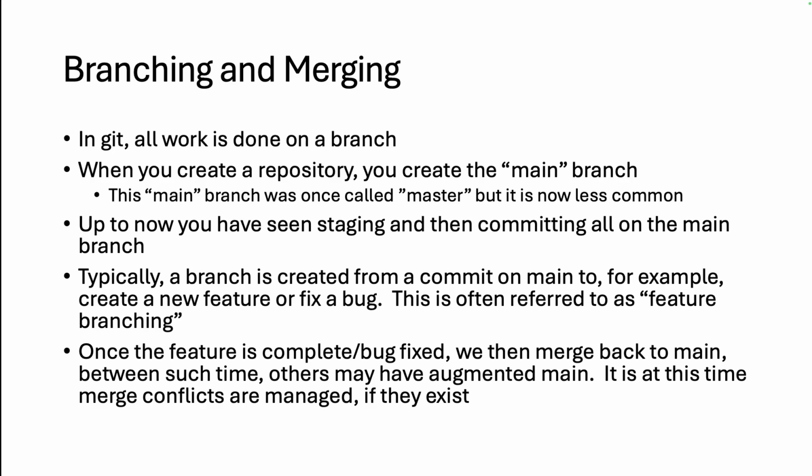Typically, a branch is created from a commit on main, for example, to create a new feature or bug fix. So from main, we create a branch and it starts a new branch of development, often referred to as feature branching. Once the feature is complete or a bug is fixed, we can then merge that branch back into main. Between such time, others may have augmented main.